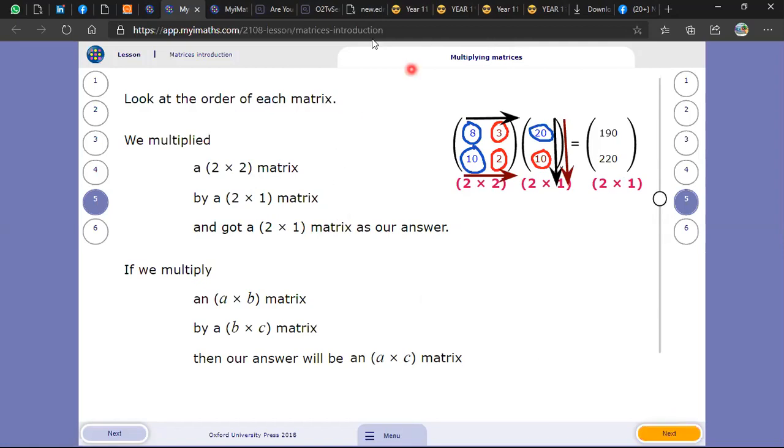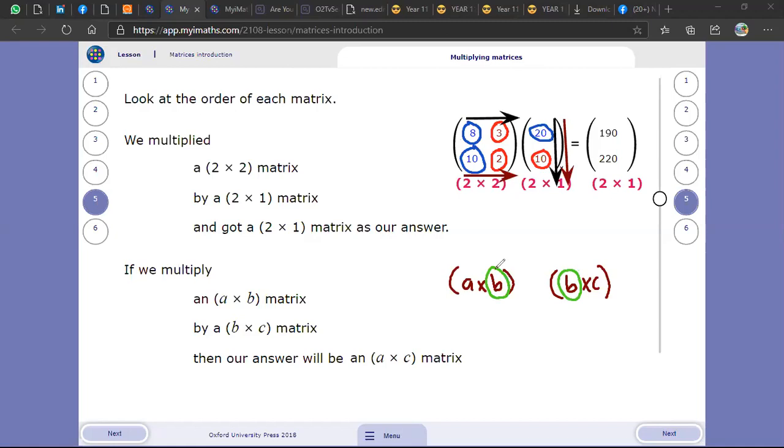A very easy way to quickly understand that is once you write the order of the two matrices side by side like this, A by B is multiplying B by C. You will observe something very important here. And what is that? Please take note of what I'm showing you guys right here. What you observe is that the second number here, which is the number of columns for the first matrix, and the first number here, which is the number of rows of my second matrix, they are the same.